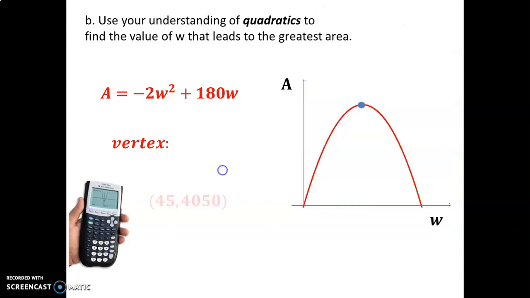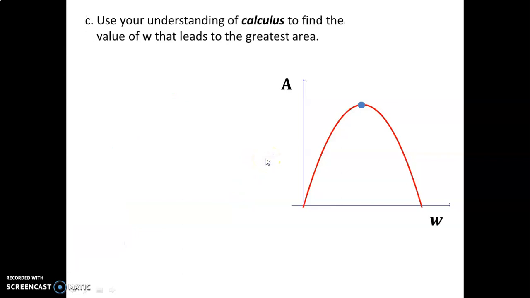So that's our vertex. Our vertex represents that at a width of 45, we had a maximum area of 4050. So that's using quadratics. We've looked at that before. But now we have a new lens from which to look at max and min points, and it is a lens of calculus. So let's look at this one in terms of calculus.